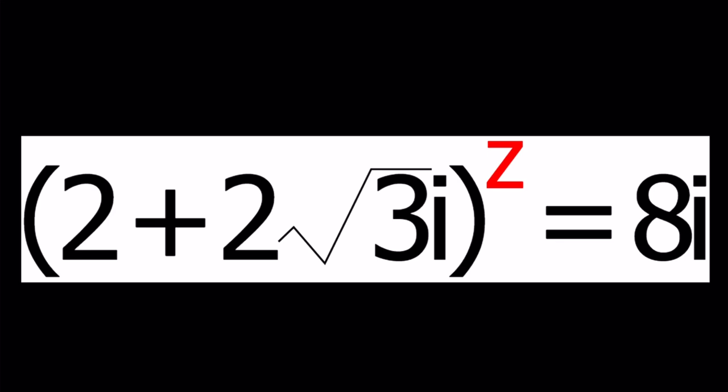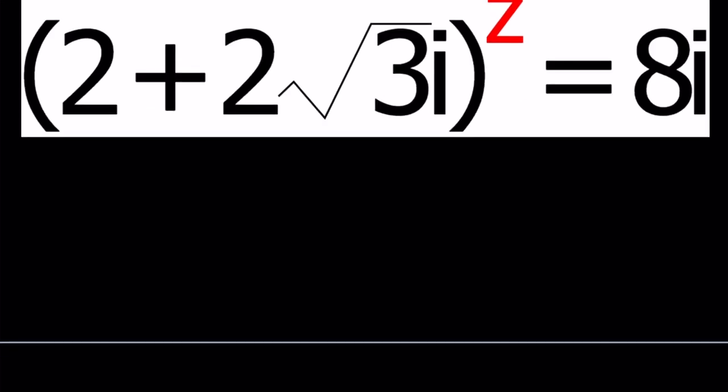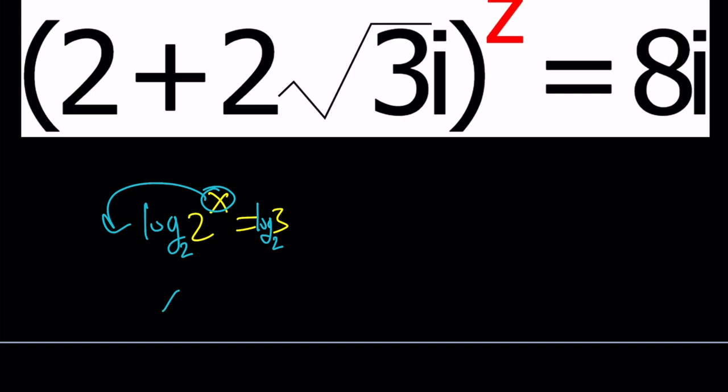Now, when you see an exponential equation like this, let's think about the real counterpart. Let's say we have something like 2^x = 3. What would you do immediately? If you said log both sides, yes, that would make a lot of sense. If you log both sides with base 2, then you would get the answer right away: x would be log base 2 of 3.